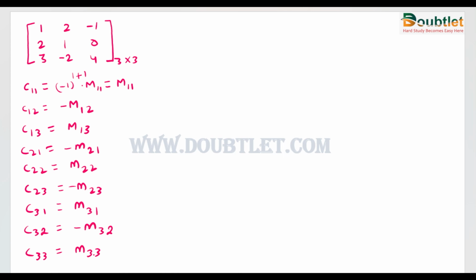So now we will find the minors. M11 we can find: remove the first row and first column and find the determinant of the remaining matrix. So it will become 1, 0, minus 2 and 4. We can write this as 4 minus 0, so it is 4.